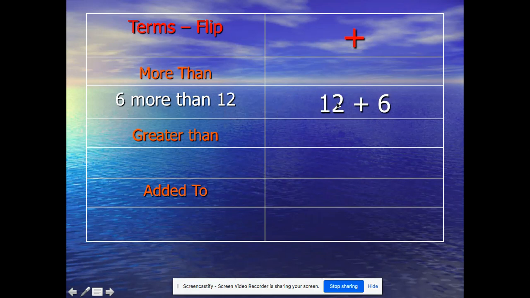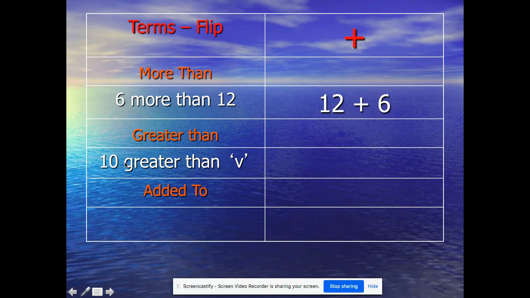So it is 12 plus 6. This is a little bit different from the previous 2 slides in that, if you'll notice, the 6 was first and the 12 was second, but in our expression, we flipped them. And again, it says up here that we are going to flip these 3. Greater than, 10 greater than V.